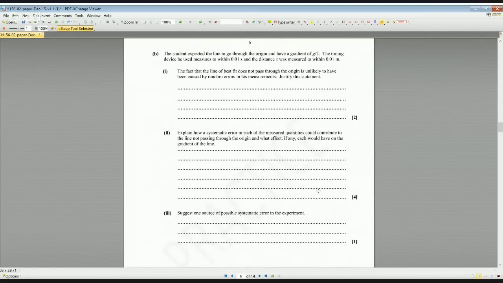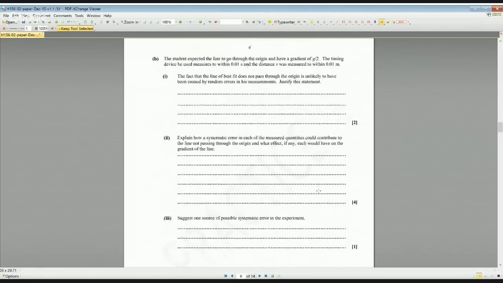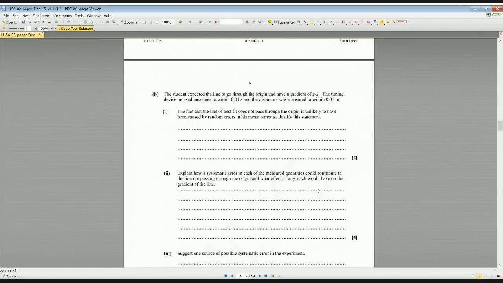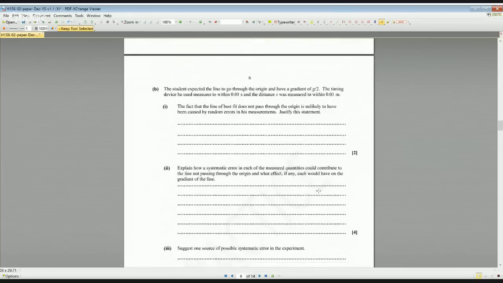So the student expected the line to go through the origin and have a gradient of g over 2. Well, if you look, actually 5 is not bad for g over 2. That would suggest a g of 10, which is not far off 9.81. The device he used measured to within 0.01 seconds, and the distance s was measured to within 0.01 meters. So the fact that the line of best fit does not pass through the origin is unlikely to have been caused by random errors in his measurement.